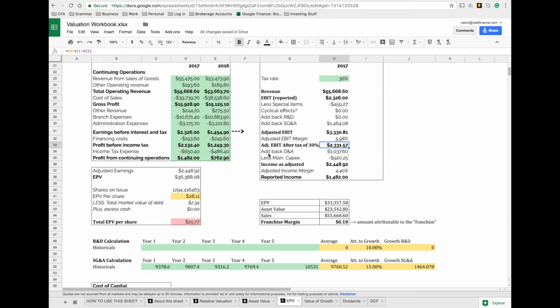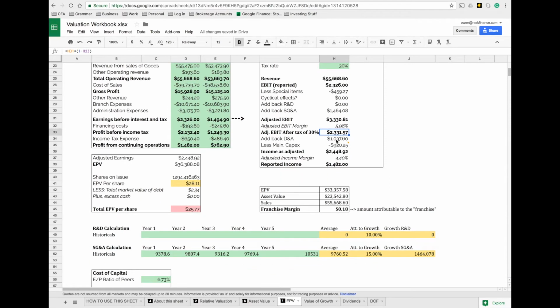Okay, next, after the tax line, we're adding back depreciation and amortization. Why are we doing that? Well, depreciation and amortization is not a cash charge. What happened in the past to get it to where it is today is not what we're looking at. Remember, we're looking at the earnings power value as of today, the sustainable earnings. So we just add that back, that non-cash item, depreciation, amortization, same thing.